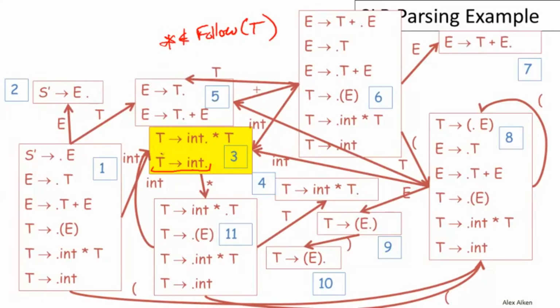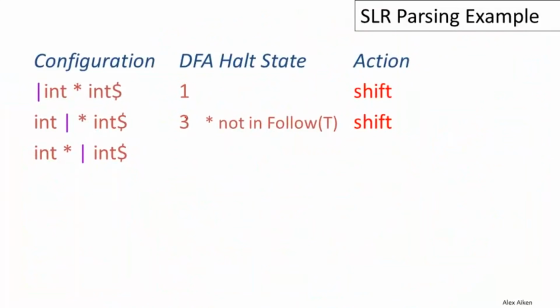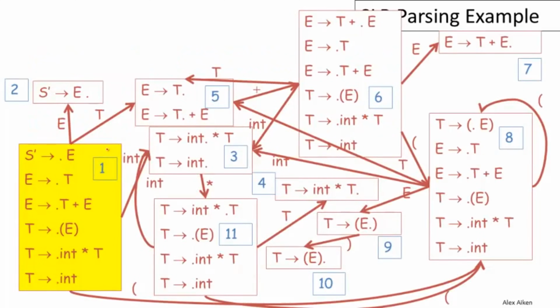That leaves only the other item to consider, and here we see that this item says we can shift a times. So if times is the next thing in the input, which it is, it's okay to shift. So the DFA halts in state 3, and because there's a times in the input, the move is to shift. And that puts us into this configuration where we have int and times on the stack. Times is at the top of the stack, int is below it, and we have an int coming up in the input. So what happens now?